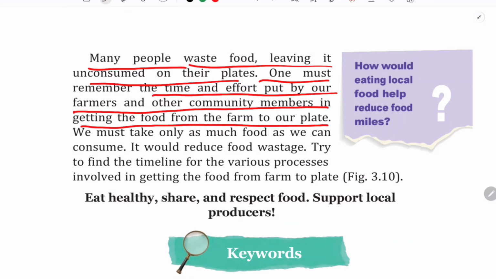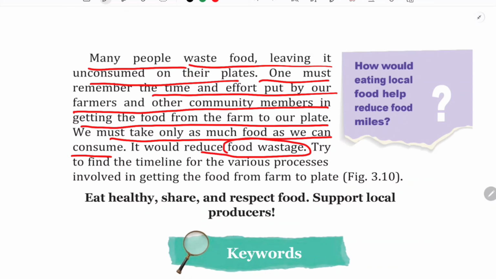You should always remember that, you should respect their hard work, and you should value the food which is on your plate, and take only as much food as you can eat. Don't overeat and don't put extra food on your plate. We must take only as much food as we can consume. It would reduce food wastage.